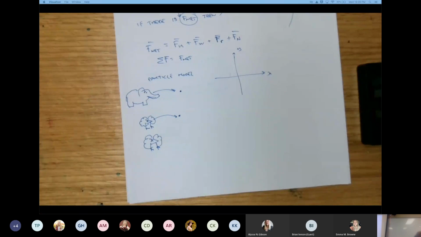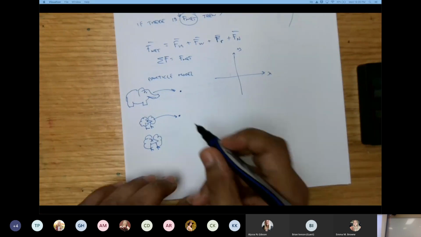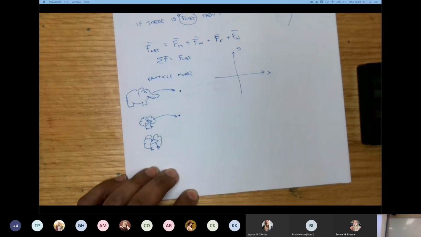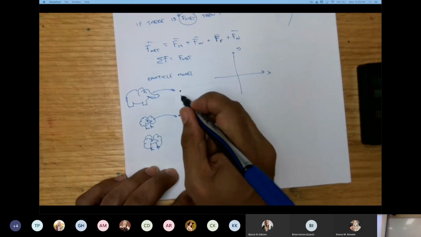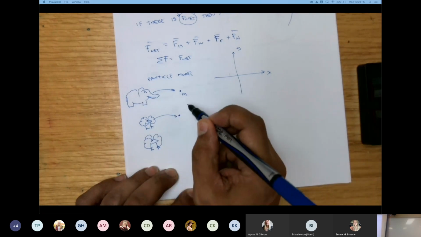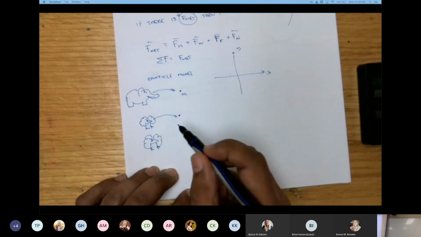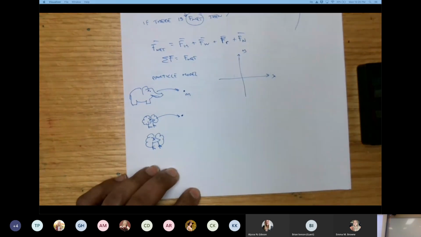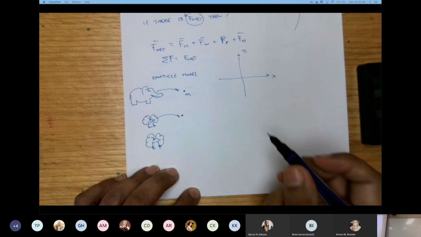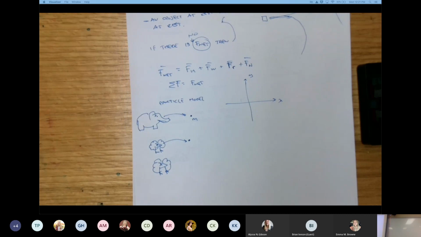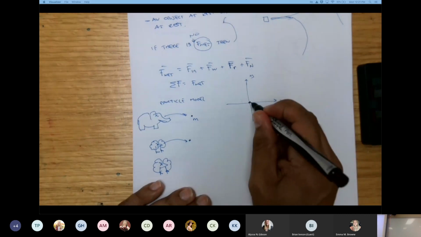So instead of drawing this big object, I'm just going to draw a particle, and the only property that I'm going to conserve is the mass. Whatever mass my elephant had, this particle is going to have the same mass. Whatever mass my bird had, I'm going to have the same mass in this particle. And that particle, I'm going to place at the origin of my frame of reference, right here at the intersection of the 2 axes.